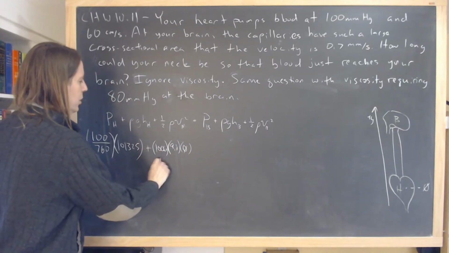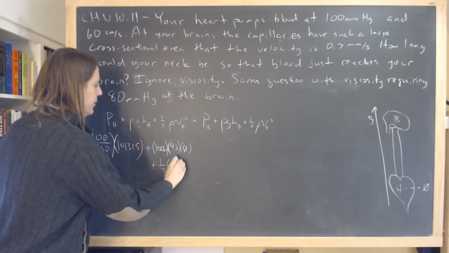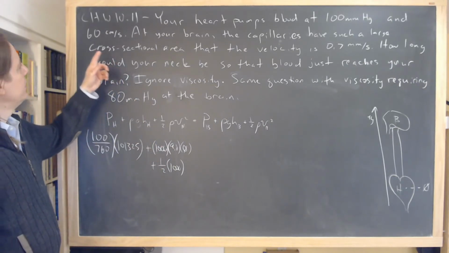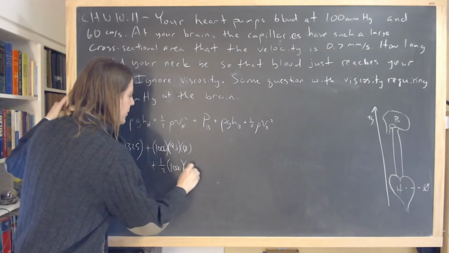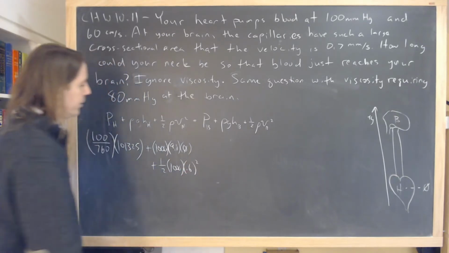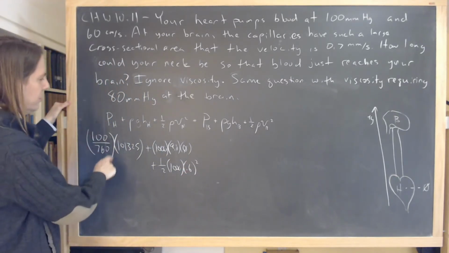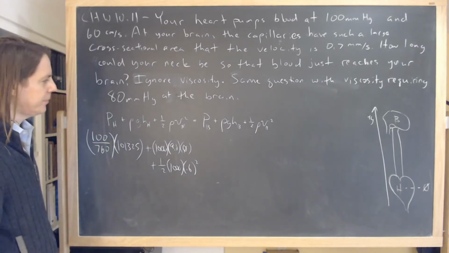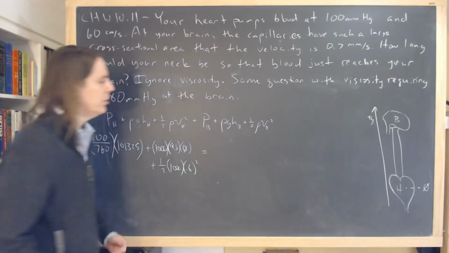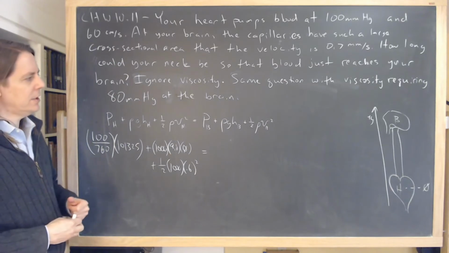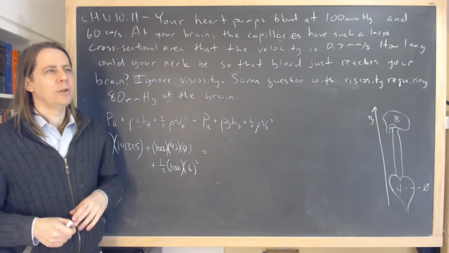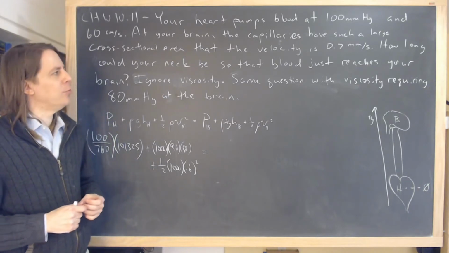Plus 1/2 times 1,000, the density, and then we do have the velocity here, 60 centimeters, 0.6 squared. All right, so there's your three terms: pressure, height or potential, and kinetic part. And that needs to equal the pressure in the brain plus this. So in this problem, what pressure do we need in the brain?